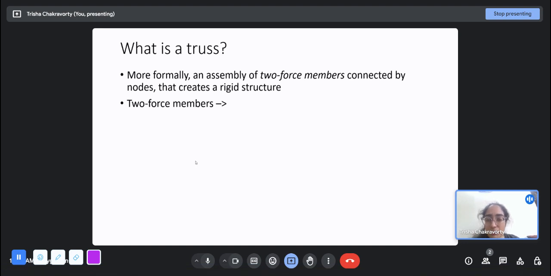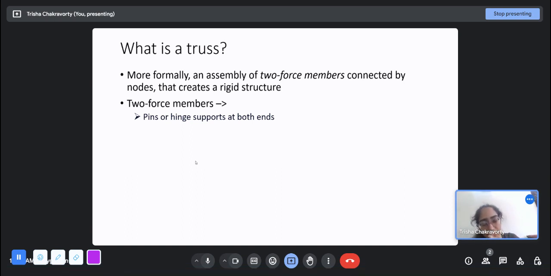So this term two force member, what does it exactly mean? It means that there has to be a pin, a hinge support, at both ends. For a truss element, at both ends there will be a pin support. A pin support is something that transfers translational forces in two perpendicular directions. So between two members of a truss, only a force in the x direction and a force in the y direction is transferred. There is no moment that is transferred basically.